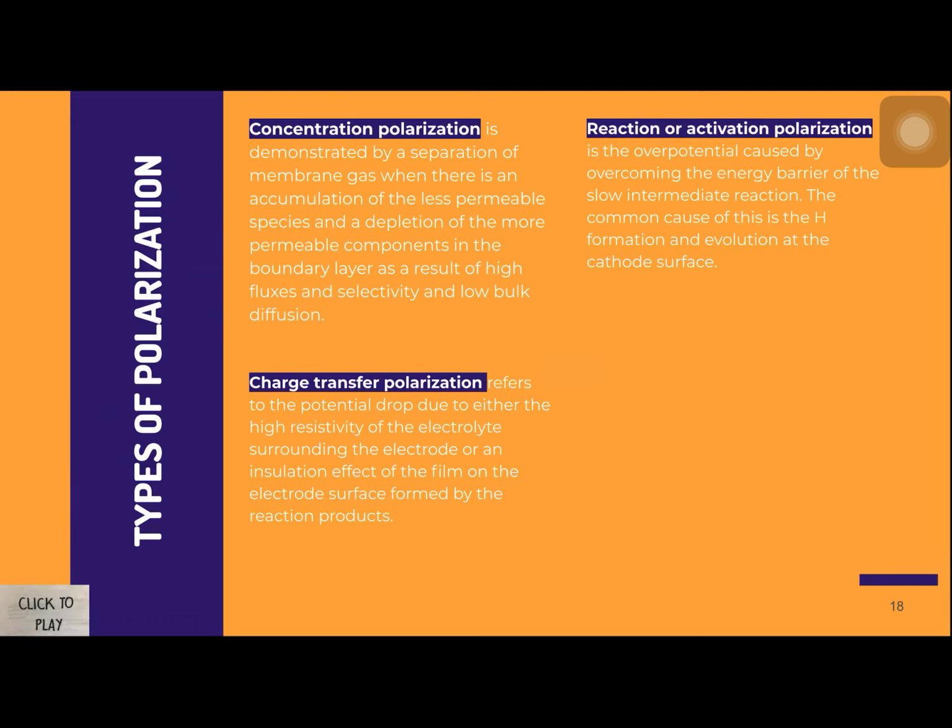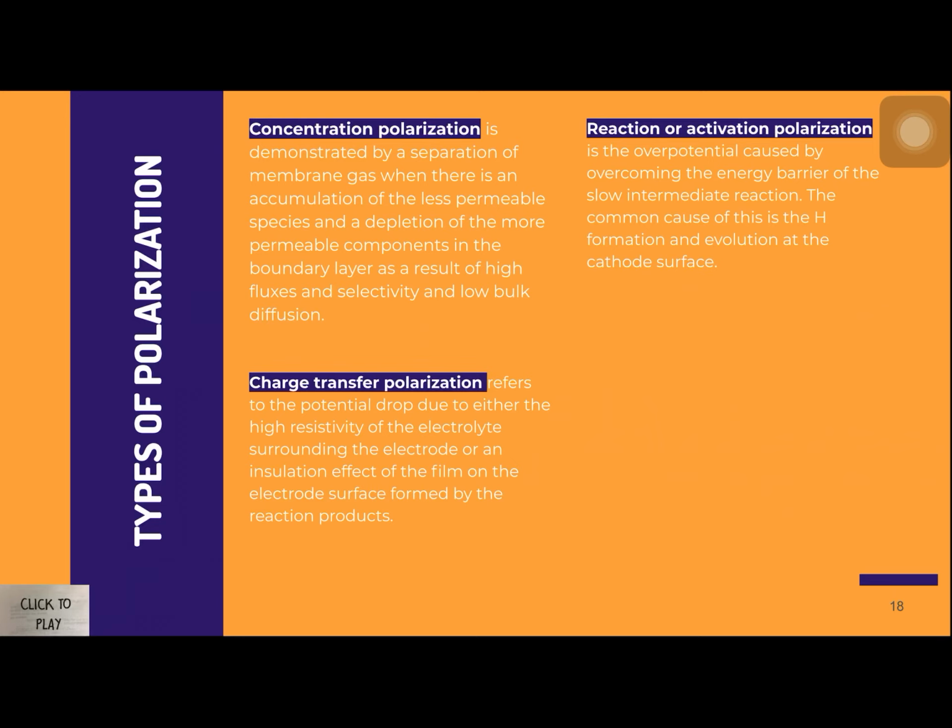So as we can read from this slide, the reaction or activation polarization is the overpotential caused by overcoming the energy barrier of the slow intermediate reaction. The common cause of these is the hydrogen formation and evolution at the cathode surface. First, there is the reduction of the hydrogen ions resulting in formation of atomic hydrogen on the cathode surface. Next, the formation of molecules of gaseous hydrogen. Lastly, the formation of hydrogen bubbles.